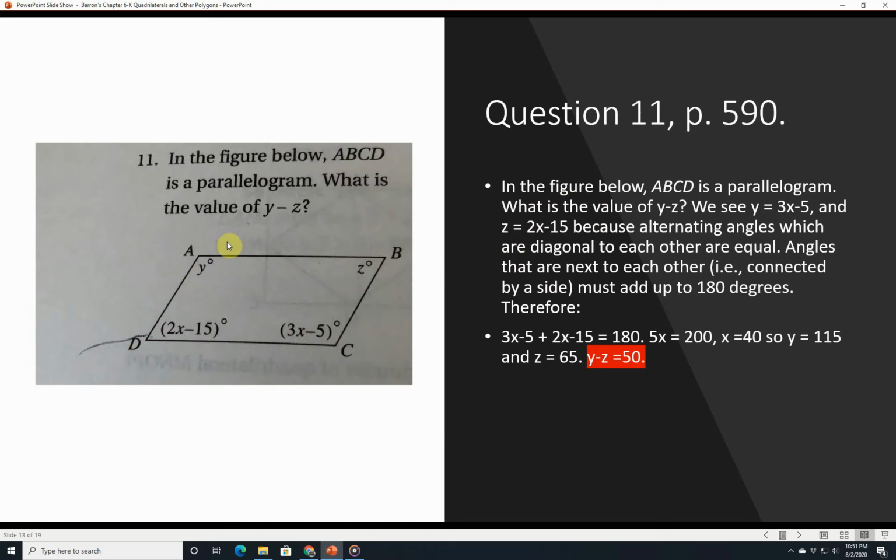So angles that are next to each other have to add up to 180. So we know y plus z is 180, z plus 3x minus 5 is 180, 2x minus 15 plus 3x minus 5 is 180.